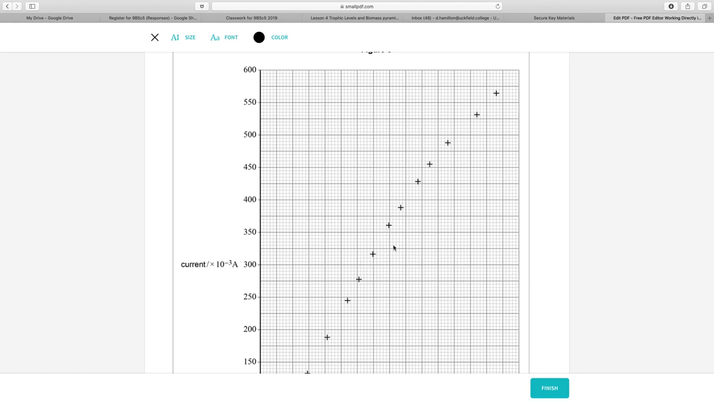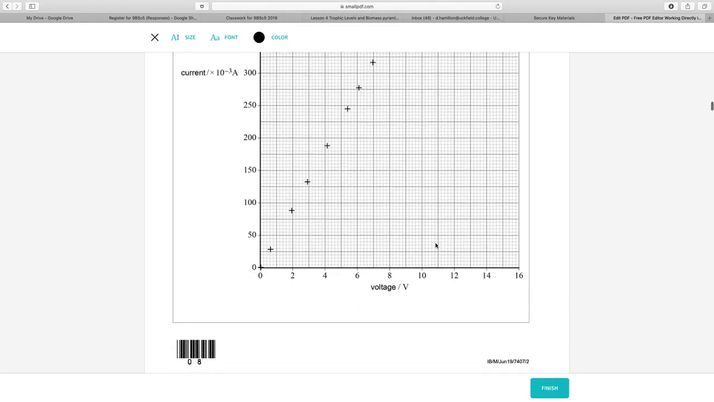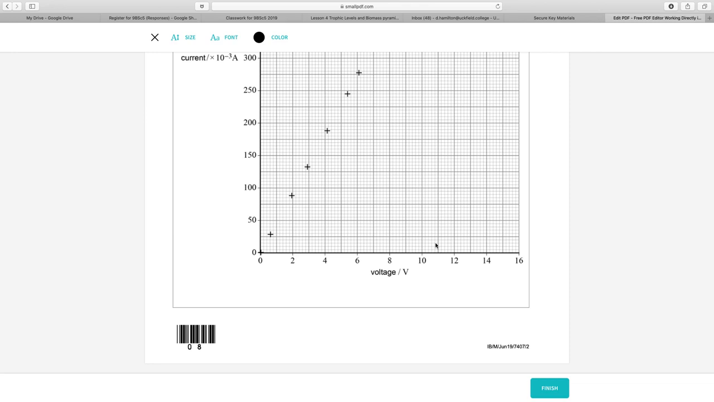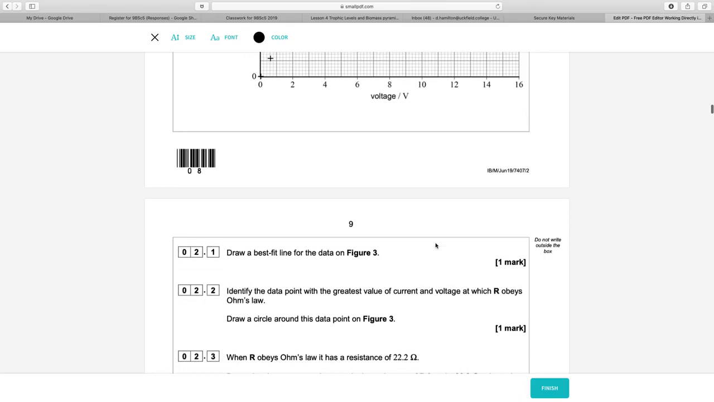Now, if any one of those points is failed, you'll still get the mark. If you fail more than one of those points, then you will not get the mark. So take your time, review the points, go back in the video, review those points and check that you're clear on those being the requirements. It's only one mark, but it's a skill and you need to have it.